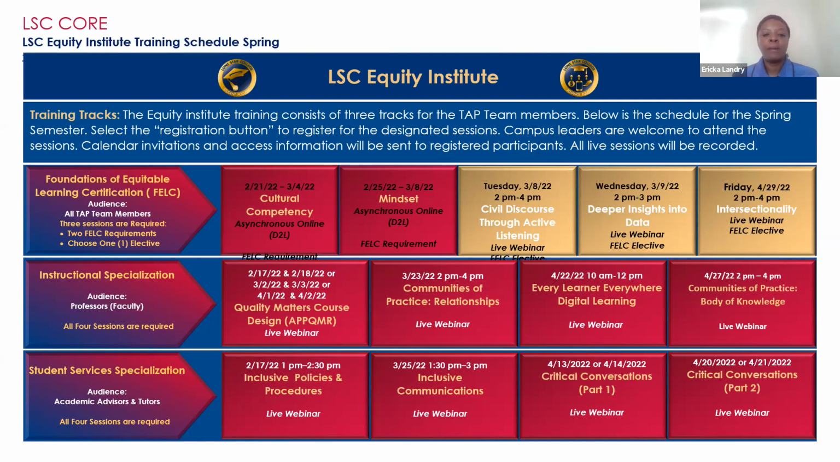Secondly, I want to point out the Equity Institute. So we have 3 tracks. If you look at the top arrow, Foundations of Equitable Learning, FELC, we like acronyms. Secondly, Instructional Specialization, which is what we'll be focusing on today. And then the 3rd track was the Student Services Specialization. And within these 3 tracks, we had around 13 sessions total, and you can see all the dates here. And this contributed to about 15 hours of training for our faculty, advisors, and professors.